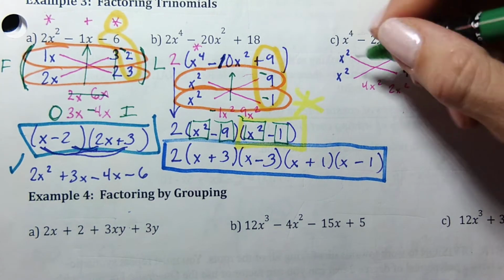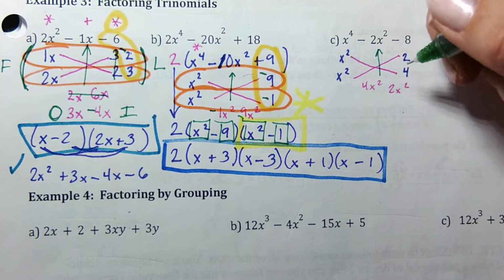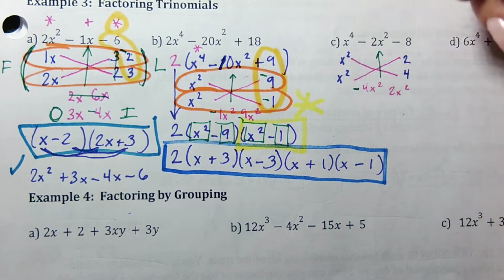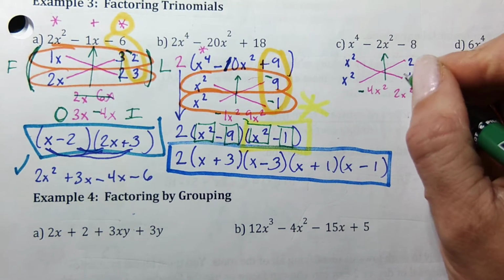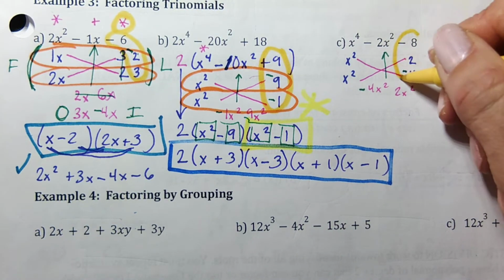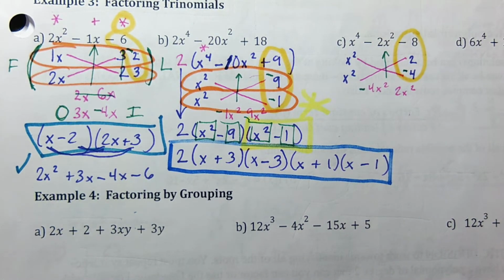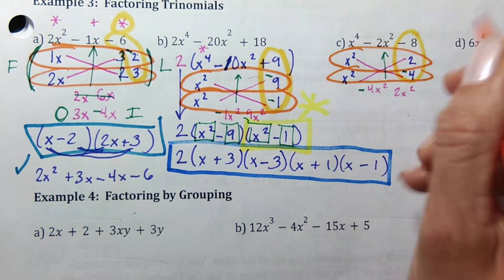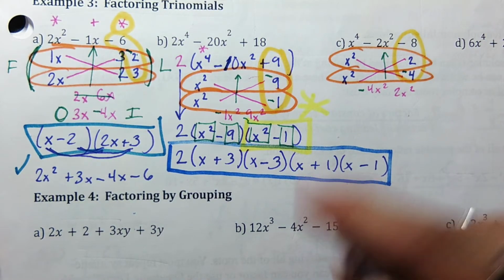So if I need my sum to be negative 2x squared, who needs to be negative? The 4. So who needs to be negative up here? The 4. And remember, we need to make sure we're getting the right product number. 2 times negative 4 is negative 8, so we are good to go there. So our factors go straight across. X squared with the 2, x squared with the negative 4.